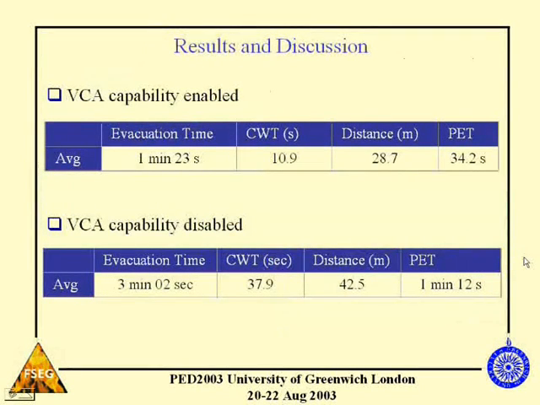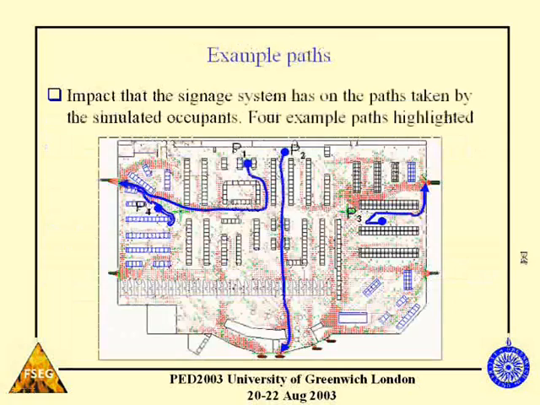If you just look at the evacuation times, if you have this 100% follow-up on the signage system, then the evacuation time is about 1 minute 23 seconds compared to 3 minutes and 2 seconds when the occupants don't follow the signage. And you can also see the reduction in travel distance if they follow the emergency signage, 28.7 meters compared to 42.5. Here are some of the example paths that some of the occupants have followed.